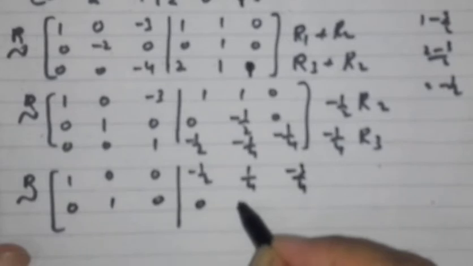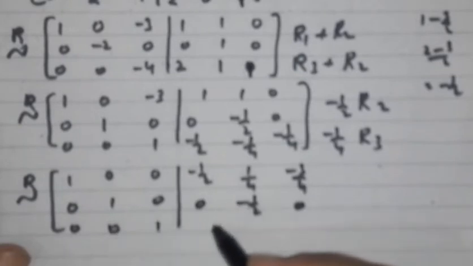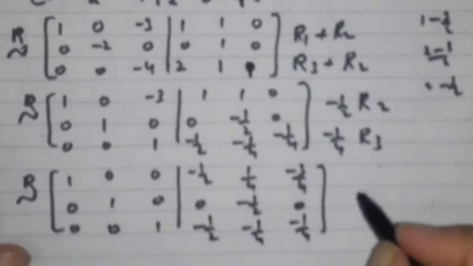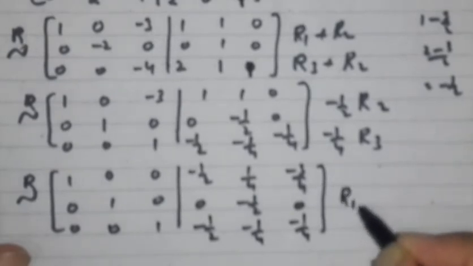And write this on its place. 0, minus 1 over 2, 0, and here 0, 0, 1, minus 1 over 2, minus 1 over 4, and minus 1 over 4 on its place. How? R1 plus 3 times R3.